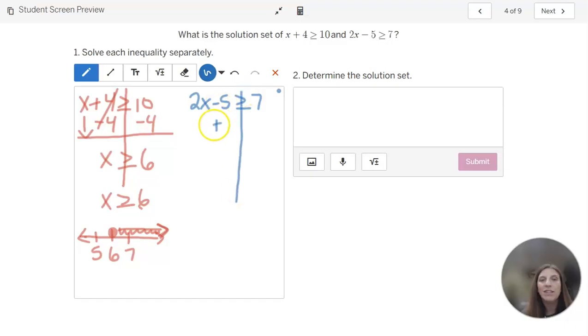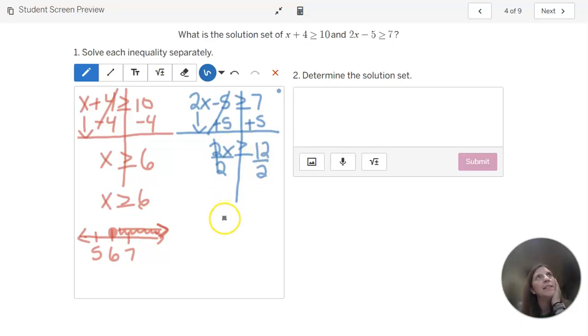Again, we're going to go ahead and solve this equation. So I'm going to add 5 to both sides. Bring my 2x straight down. I don't need to flip my symbol because I did not multiply or divide by a negative. And then we're not quite done. We still haven't got x by itself. We still need to divide each side by 2.